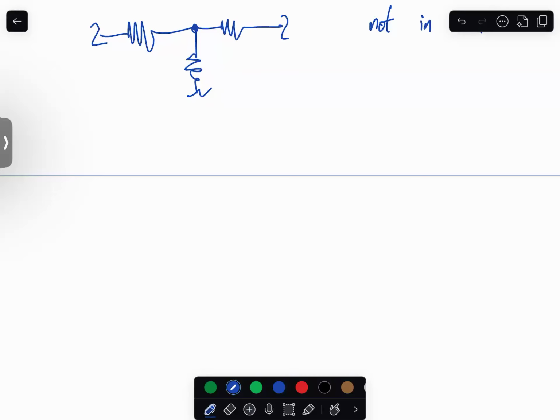1 amp goes in, 4 amps come out. What must be in the third wire? Google form. 1 amp flows in, 4 amps comes out. What must be in the third wire? Google form C. Show me you're awake.